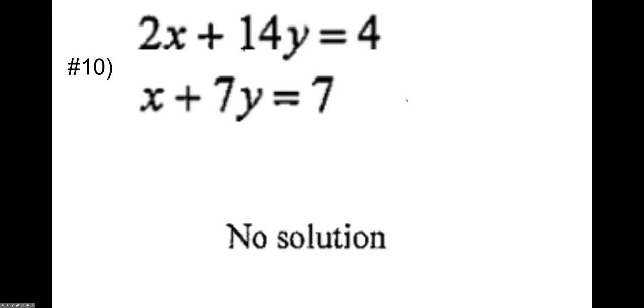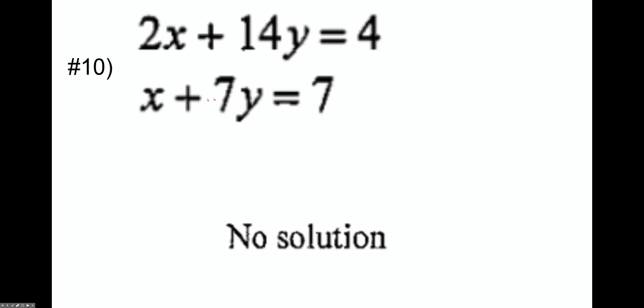Number 10. Number 10 is no solution. Let's look at why. I need to multiply the bottom by 2. If only there was a 2 right here, I could cancel it out. But not just any 2. It has to be a negative 2. So negative 2 times x is negative 2x. So my x's will cancel.